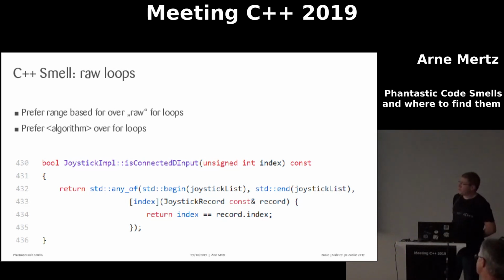So the general advice is: prefer range-based for over raw for loops when dealing with iterators, and even prefer algorithms over range-based for.